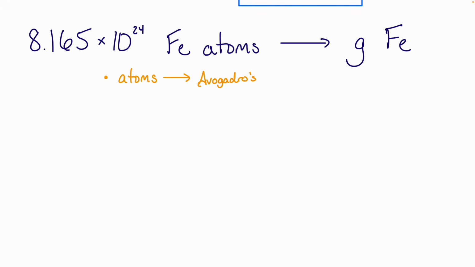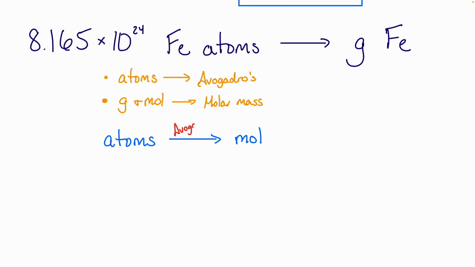Avogadro's number will help us get from atoms into what? Moles. And now I see grams and moles in the same problem here. And when I see grams and moles together, I'm thinking molar mass. So whereas Avogadro's number is going to help us get from atoms to moles, we can make that jump from moles to grams using our molar mass.